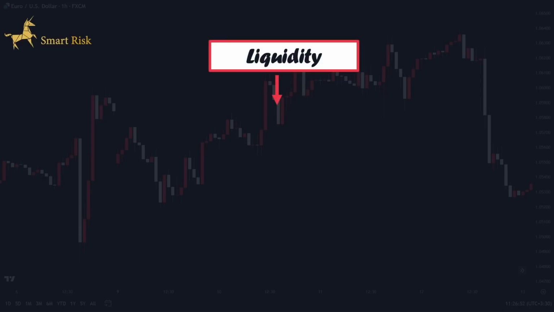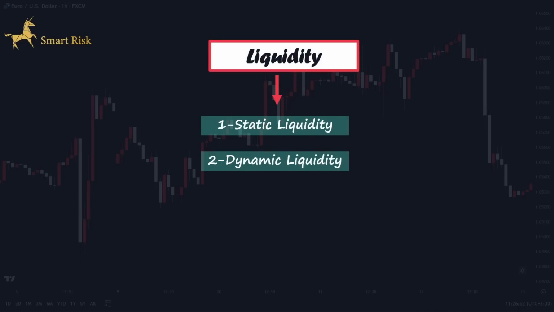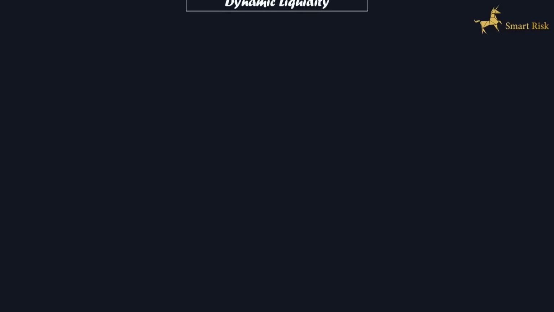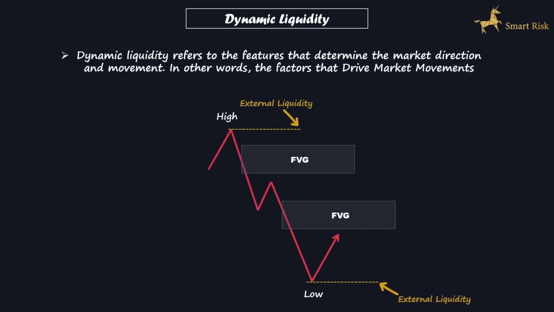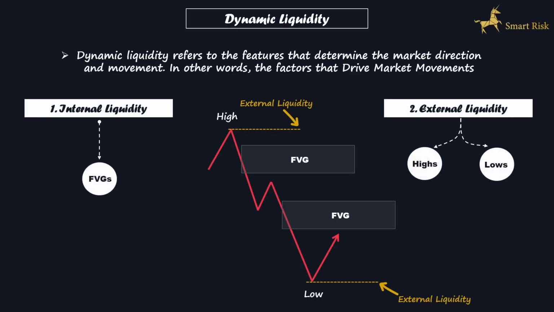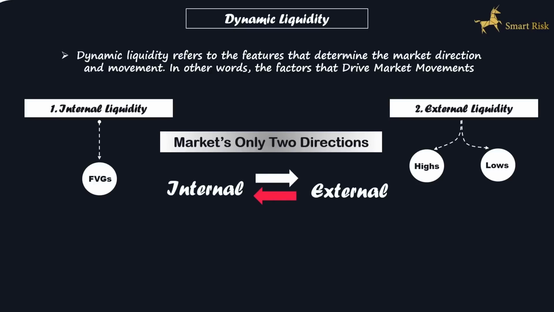Liquidity can be classified into two distinct types: static liquidity and dynamic liquidity. Let's have a brief explanation of both of them. Dynamic liquidity refers to the factors that influence market direction and movement. In simpler terms, it represents the elements that drive market movements. To better comprehend this, let's imagine a market structure like a rally wave, consisting of a high and a low. These highs and lows represent external liquidity. Essentially, external liquidity pertains to the highs and lows within a rally wave. On the other hand, the fair value gaps found within the range of the high and low are considered our internal liquidity. Price in the market always moves between internal and external liquidity. Imagine it like a continuous circle where price moves either from internal to external liquidity or from external to internal liquidity.